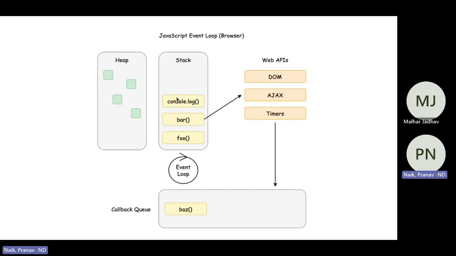Now what does the browser do? The browser will pop the first element, right? So what is the first element? It is console.log. Since it is a synchronous one, it will execute as it is. Now next is bar. In bar we have some asynchronous call, let's say an Ajax request or a timer function.